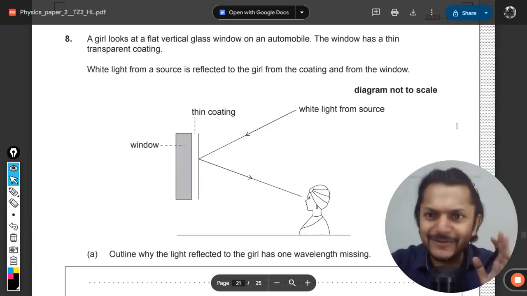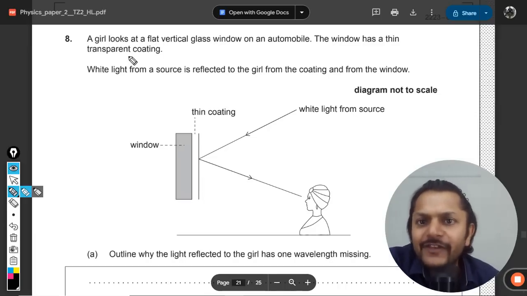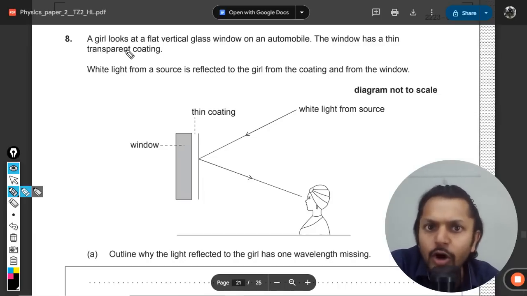Okay, dear student, let us see what is there in this question. A girl looks at a flat vertical glass window on an automobile. The window has a thin transparent coating. White light from the source is reflected to the girl from the coating and from the window.